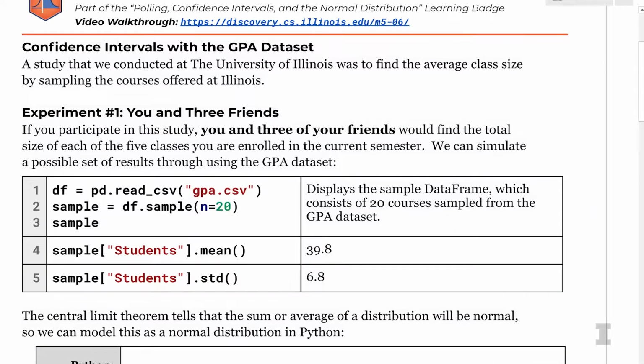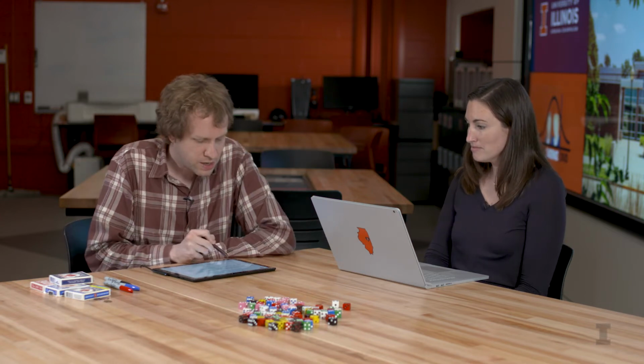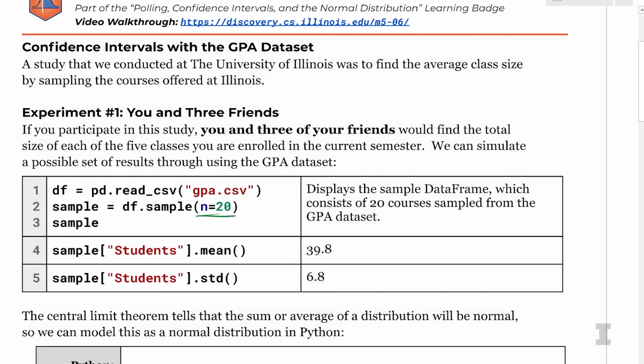And I've gone ahead and loaded it in using pd.read_csv of GPA. And I used just a sample of this GPA. We're not even going to load it in here because I'm just going to get some statistics from it, and we're going to work with those statistics. So I found that when I sampled 20 courses from the GPA data set, I got a mean value of 39.8 and a standard deviation of 6.8. So I have the basic statistics about my sample from this distribution.